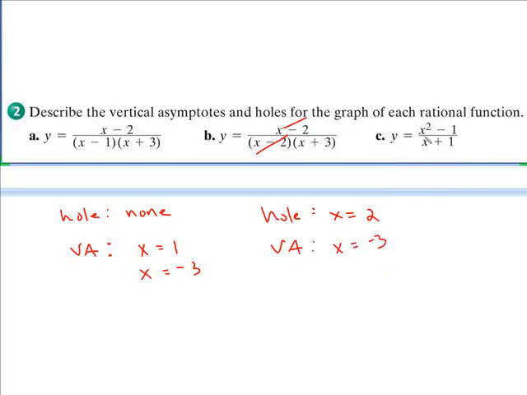And then over here, let's factor this first. So this would be x plus 1, x minus 1. So the x plus 1s will divide out. That means that we're going to have a hole at x is equal to -1. And then vertical asymptote, nothing left over in the denominator, so none. Okay, so pretty easy to find the holes and vertical asymptotes.